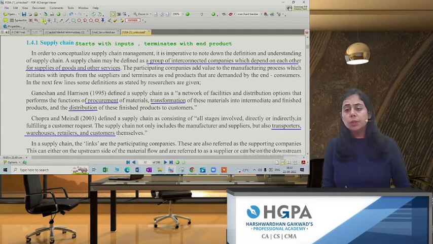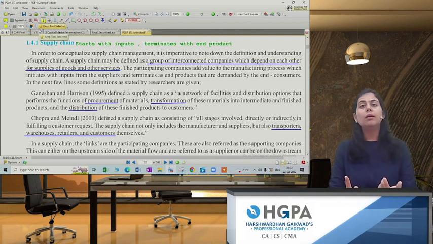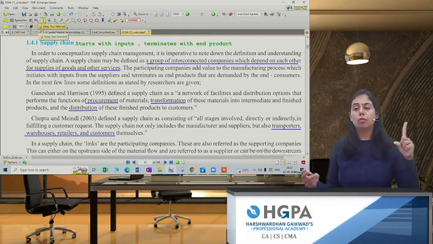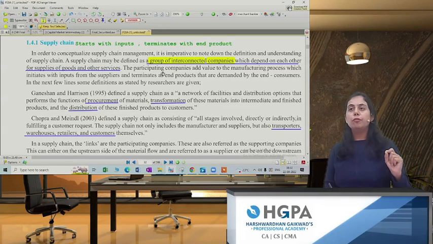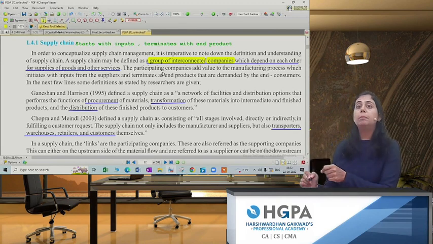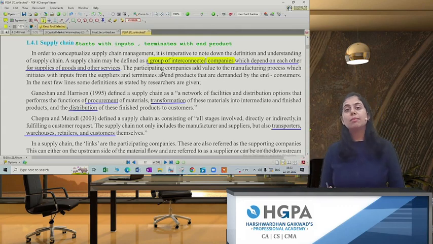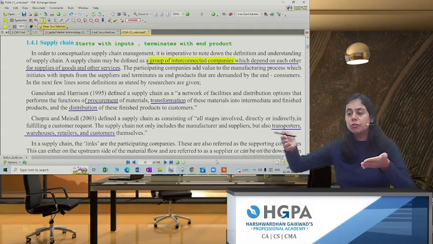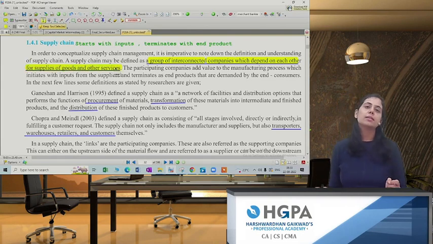Okay, let's read. So in the entire process, is only one company considered? No, there will be multiple companies who will be completing the supply chain management. It's going to be a group of interconnected companies. All the companies are interconnected because if on the 5th the raw material is coming, then on the 6th the transportation company should be ready to transport the goods to my company. And in my company, the employees should be ready to process it on a particular date. Thus, a supply chain management is the interconnection of various companies which depend on each other for supplies of goods and services.